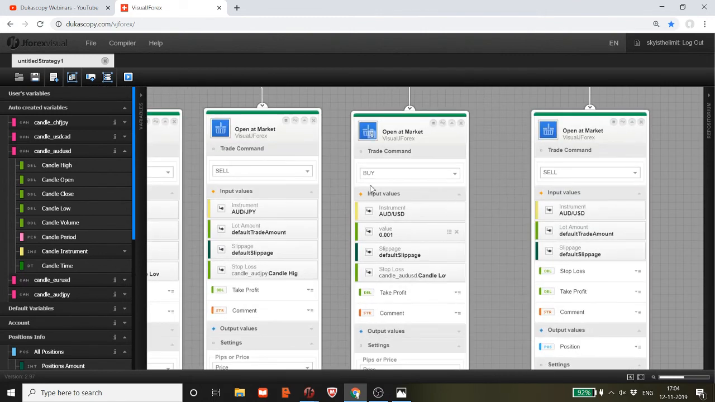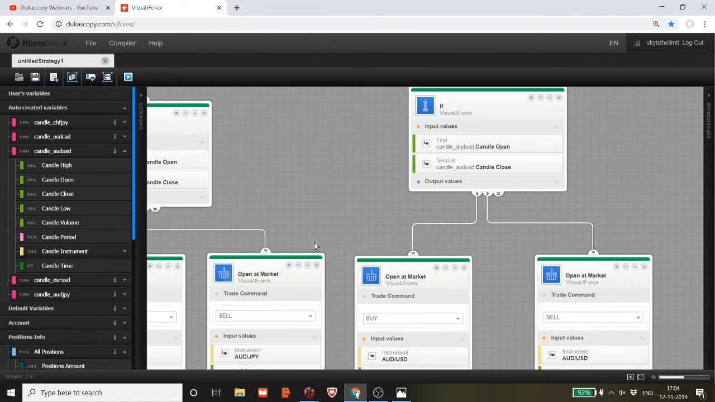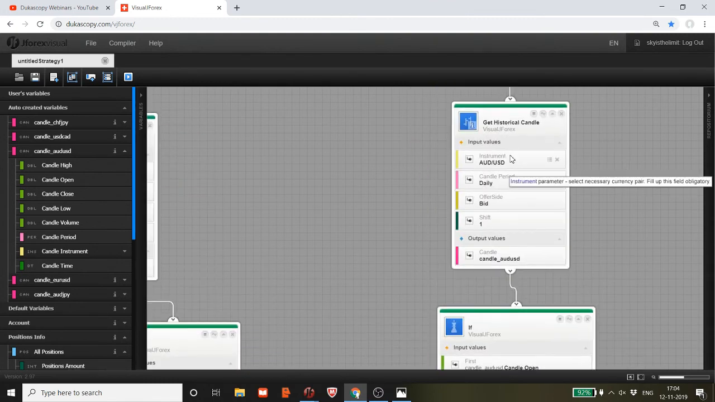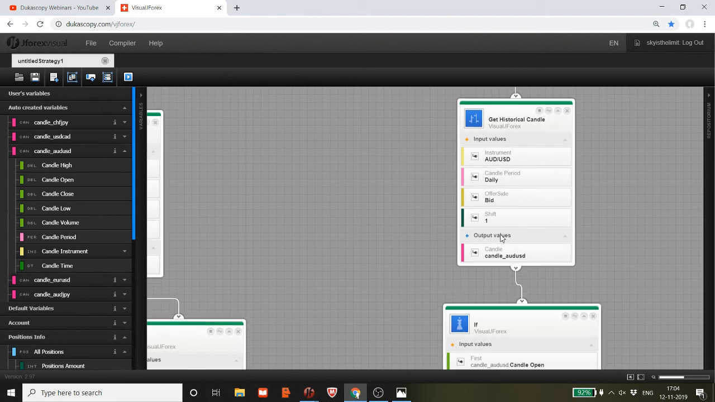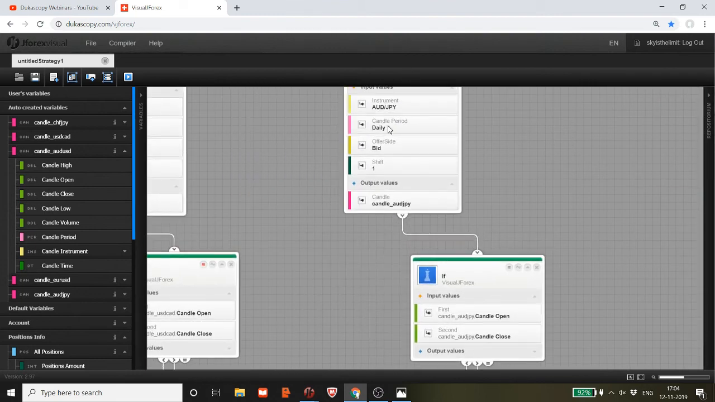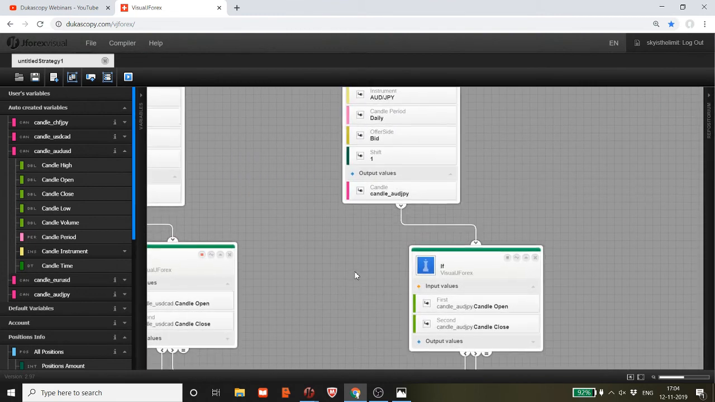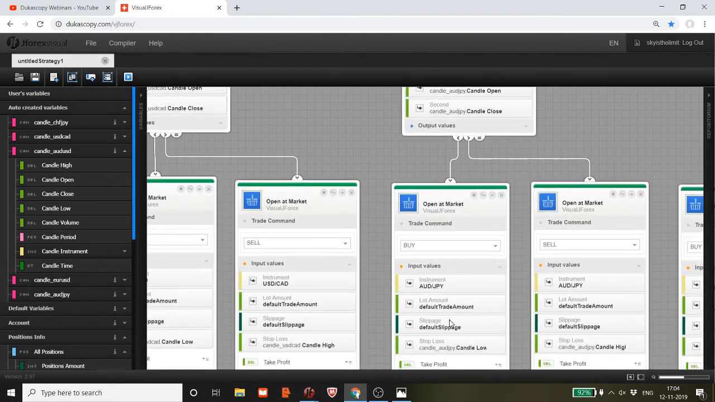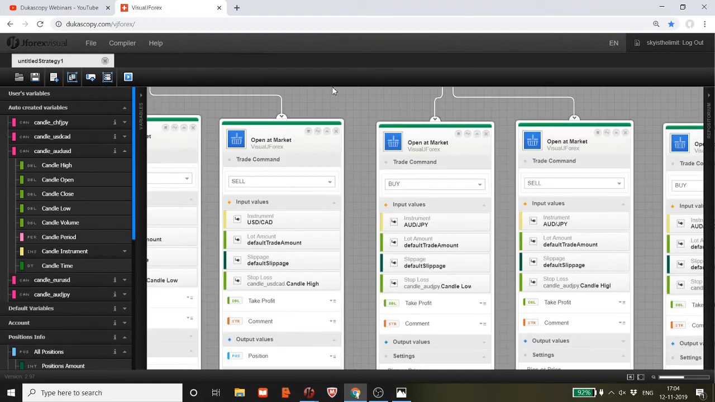Buy, sell, AUD/USD. Let me check the instruments one more time. AUD/USD candle open greater than candle close and AUD/USD. Now next is AUD JPY, candle AUD JPY, candle open, candle close and AUD JPY. Stop loss candle low for the buy side, candle high for the sell side.